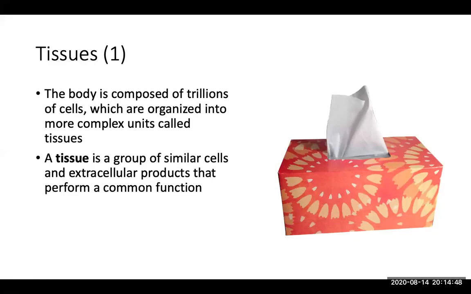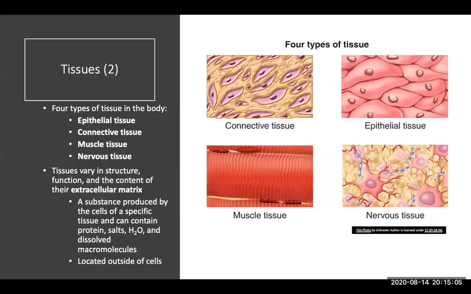So tissues is chapter 4 in your textbooks, or it should be. The body is composed of trillions of cells which are organized into more complex units called tissues, which is not like the picture you see there. And a tissue is a group of similar cells and extracellular products that perform a common function.